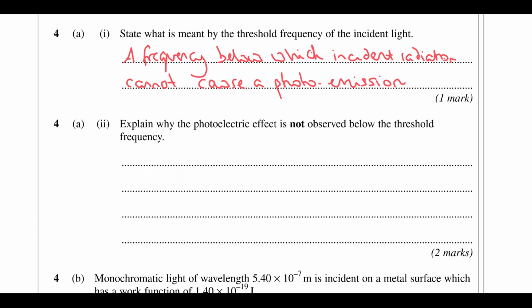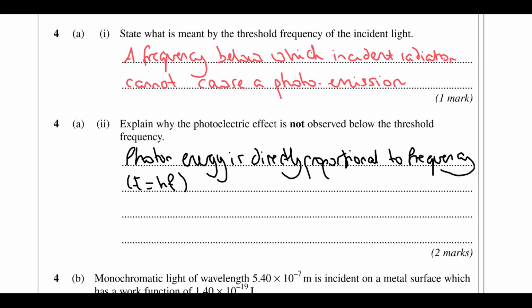So let's explain why the photoelectric effect is not observed below the threshold frequency. So first thing to say is that photon energy is directly proportional to frequency. So that's what we've got there, and we get that from the equation E equals hf.